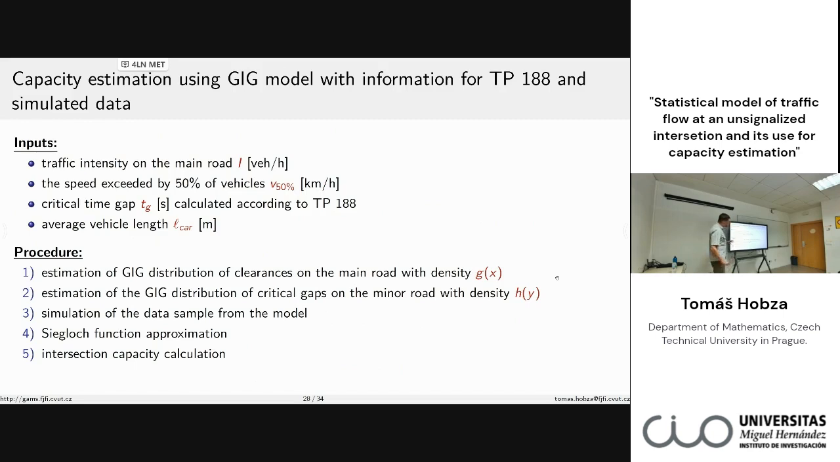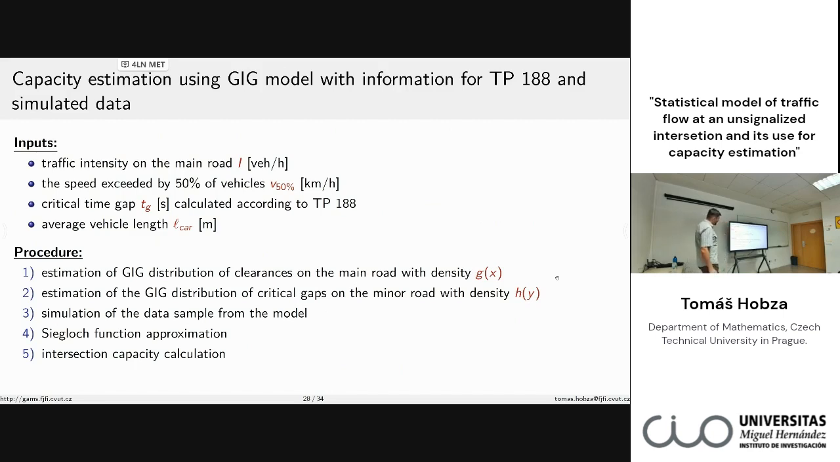Again, the engineers have tables, and we know that in the traffic there is 10% of buses, 2% of cyclists, and so on. So we can calculate the average length of the vehicle. This can be obtained beforehand. For example, if you want to design some intersection, somebody gives you the expected intensity beforehand, and so on. So we have these inputs, and with these inputs, I would like to estimate the capacity with our model.